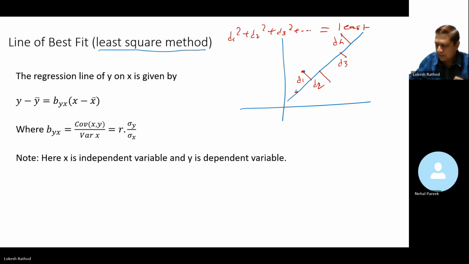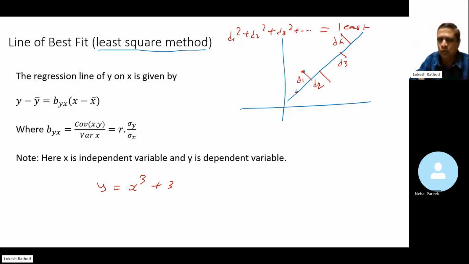X is independent and y is dependent. You know what is an independent and dependent variable? Say you have a function, y is equal to x cubed plus 3. So basically what happens is you put different values of x and then you get different values of y. So x is known as independent here and y is dependent on x.